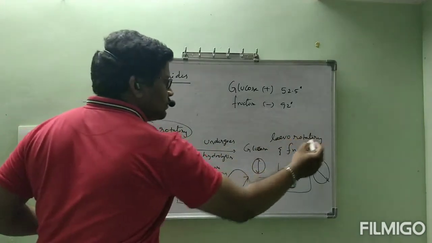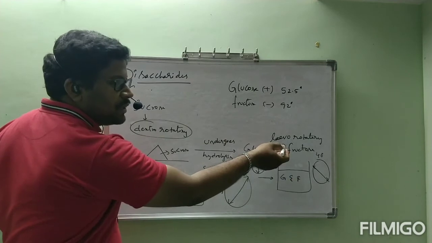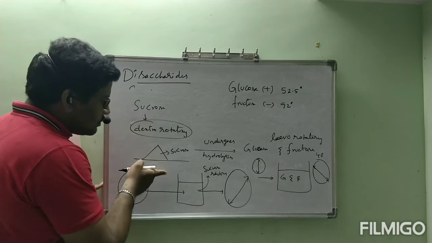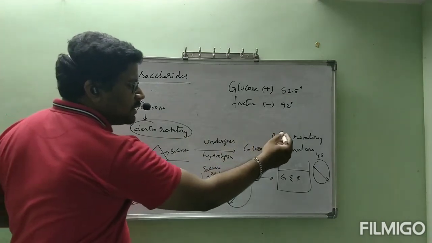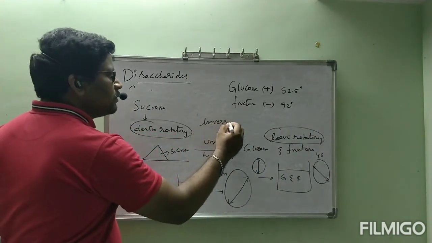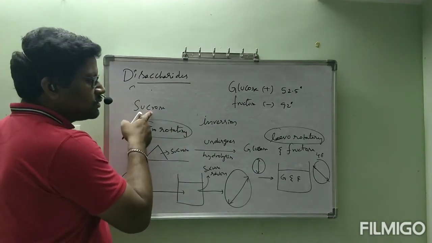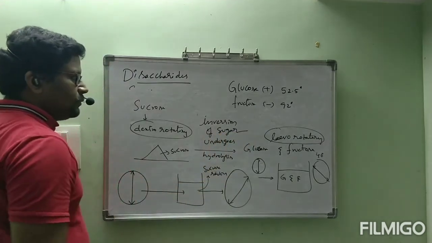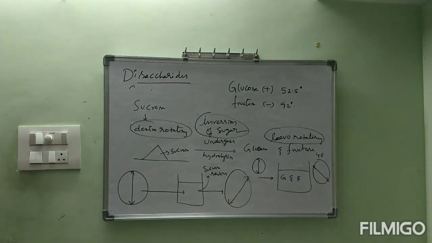Sucrose normal solution is dextrorotatory. After hydrolysis, it is turned to levorotatory. Observe this point. This is called inversion. Inversion of which molecule? Sucrose. This process is called inversion of sugar.